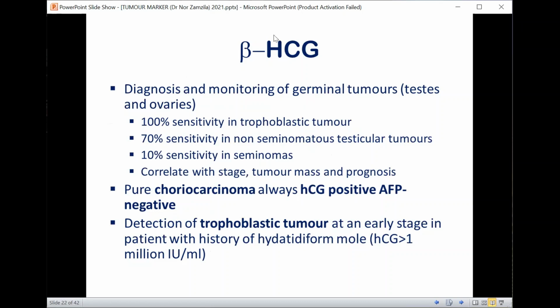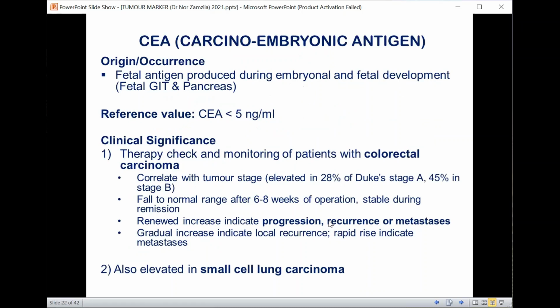So beta HCG is one of the tumor markers that can be used for diagnosis, okay, of choriocarcinoma. In choriocarcinoma, beta HCG is positive, AFP is negative. This is in contrast to the testicular germ cell tumor just now, where AFP is positive, HCG is positive. So we use beta HCG for the detection of trophoblastic tumor in patients with hydatidiform mole.